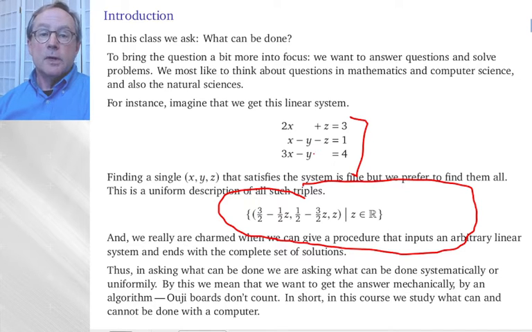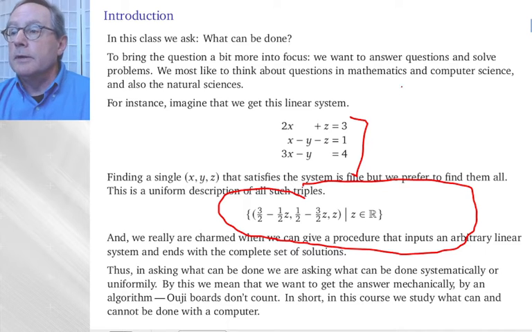by a mechanism. So when we ask what can be done, we find ourselves saying what can be done kind of automatically. So we find ourselves saying what can be computed. And that's the kind of question that we like to answer.